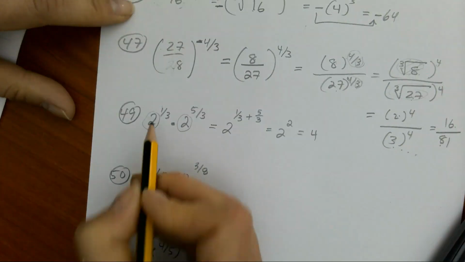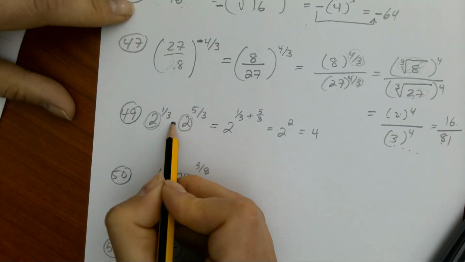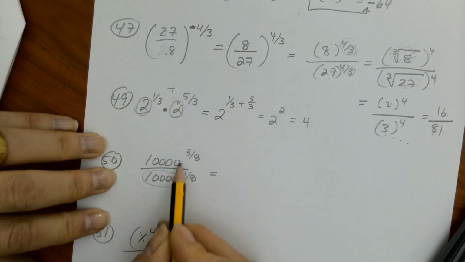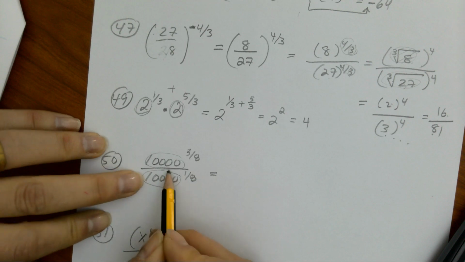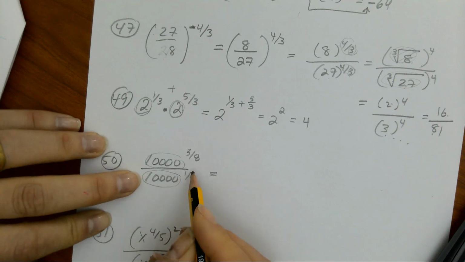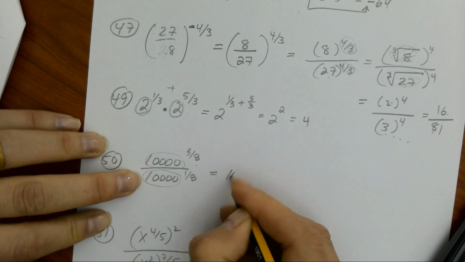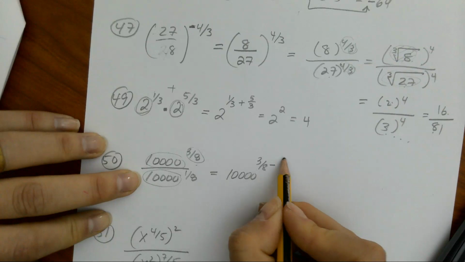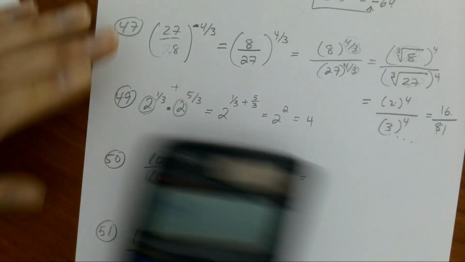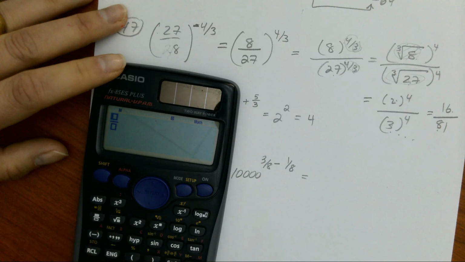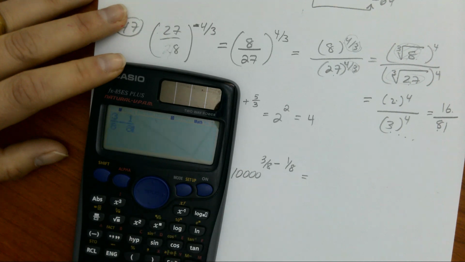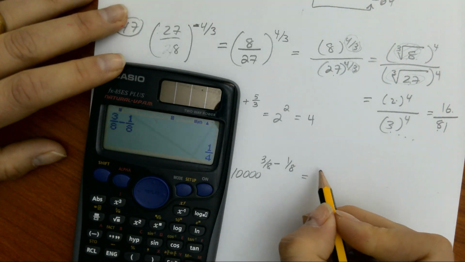Okay, so when you have the same base and it's multiply, you add your exponents. Here we have the same base, but it's divide. And so we just subtract our exponents. So it's really the top one subtract the bottom one. So let's do this. Fraction 3/8 subtract 1/8. It's 1/4.